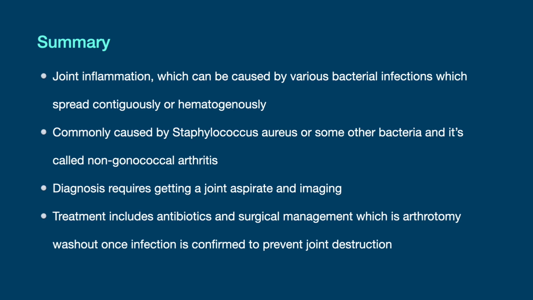In summary, in septic arthritis, there's joint inflammation which can be caused by various bacterial infections which spread contiguously or hematogenously. The minority of the time, it's caused by Neisseria gonorrhoeae and it's called gonococcal arthritis. But the majority of the time, it's caused by Staphylococcus aureus or some other bacteria and it's called non-gonococcal arthritis.